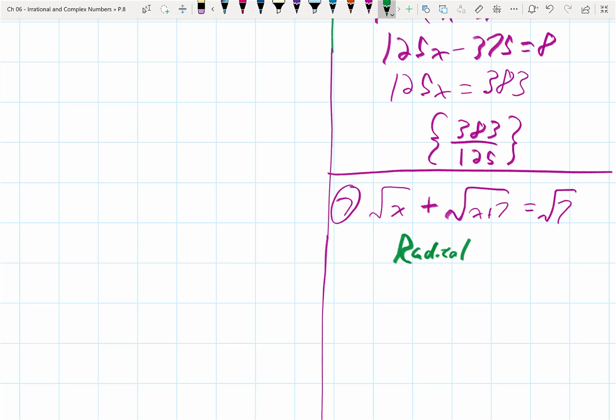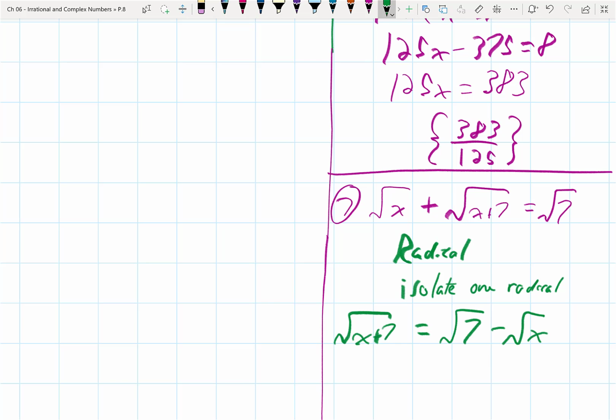With a problem like this, I am checking your process as well as your result. So there are radicals everywhere. Gotta clean them up. My goal is to isolate one radical, and I would pick the most complicated one to get by itself. So let's get the root x plus 7 by itself and move everything to the right side. Root 7 minus root x.